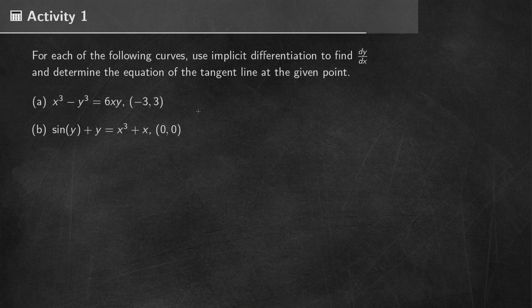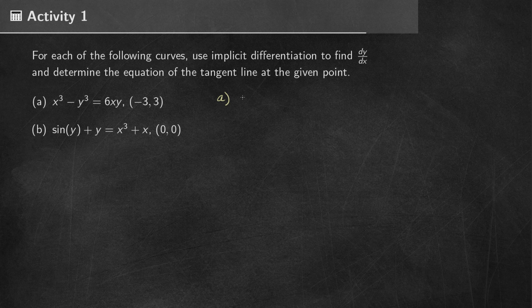For our last problem, we're going to use implicit differentiation to find dy/dx and determine the equation of the tangent line at the given point. So for part A, to find the equation of the tangent line, we're going to need to know the slope of the curve at the point (-3, 3). So we start by finding our derivative.